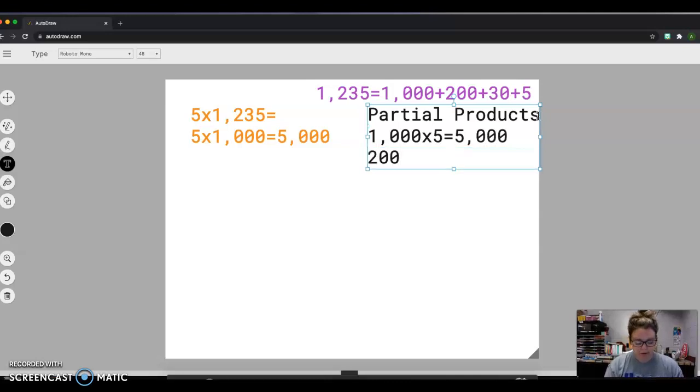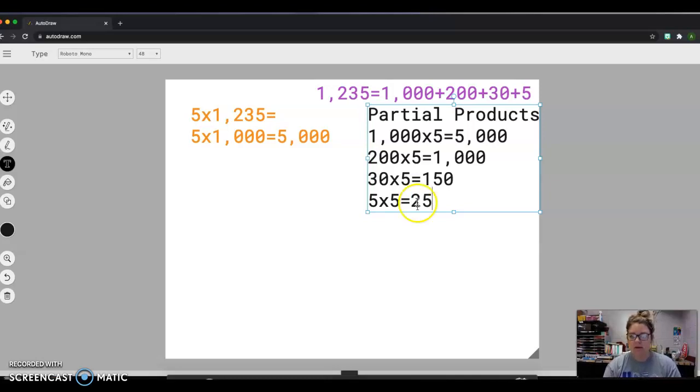We'll do 200 times 5. The basic fact here is 2 times 5, which is 10. And now we have 10 hundreds, so we need to add 2 more zeros. So that gives us 1,000. We have 30 times 5. The basic fact here is 3 times 5, which is 15. We have 15 tens, so we add 1 zero. And then finally we will do 5 times 5, which we know is 25. All right, so 5,000, 1,000, 150, and 25 are our partial products.